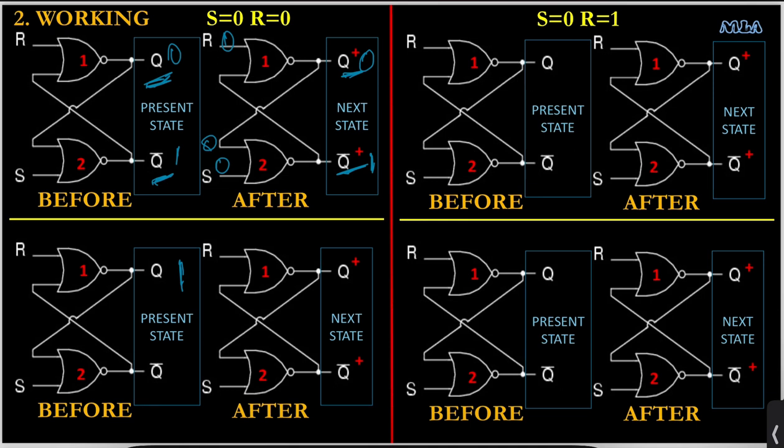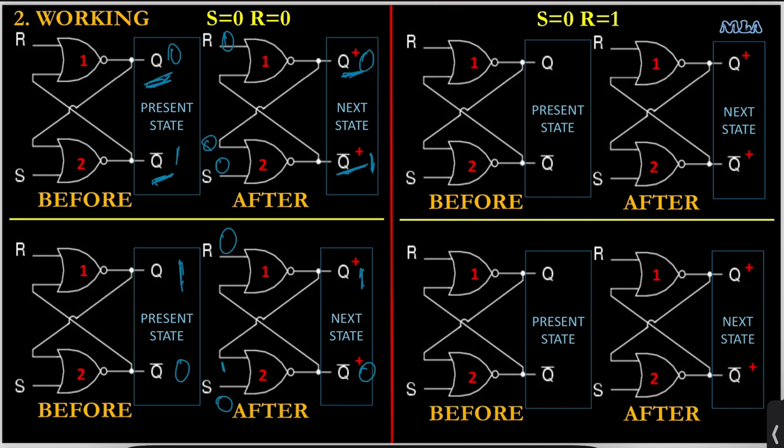Okay. Now let's go for the second segment. Here, before I apply S equal to R equal to 0, I'm assuming that Q is 1. So Q bar is 0. Now I'll apply S and R as 0. So as we saw in the first segment discussion, with S equal to 0, R equal to 0, we will not be able to define the output Q plus and Q bar plus until and unless we know the other inputs. Those are the feedback inputs. So Q being 1, for gate number 2 one of the inputs is 1, so Q bar plus will be 0. Now both the inputs to gate number 1 are 0, hence the output Q plus will be 1.